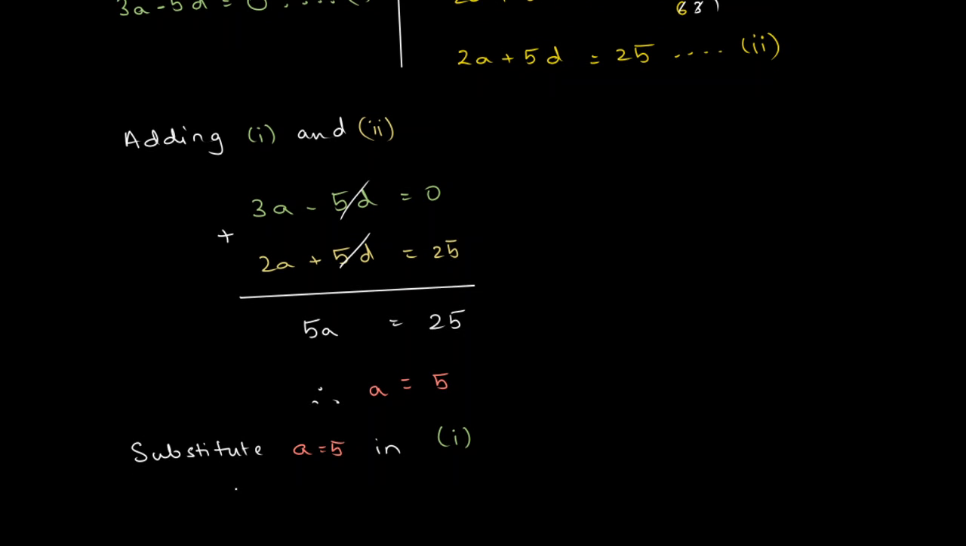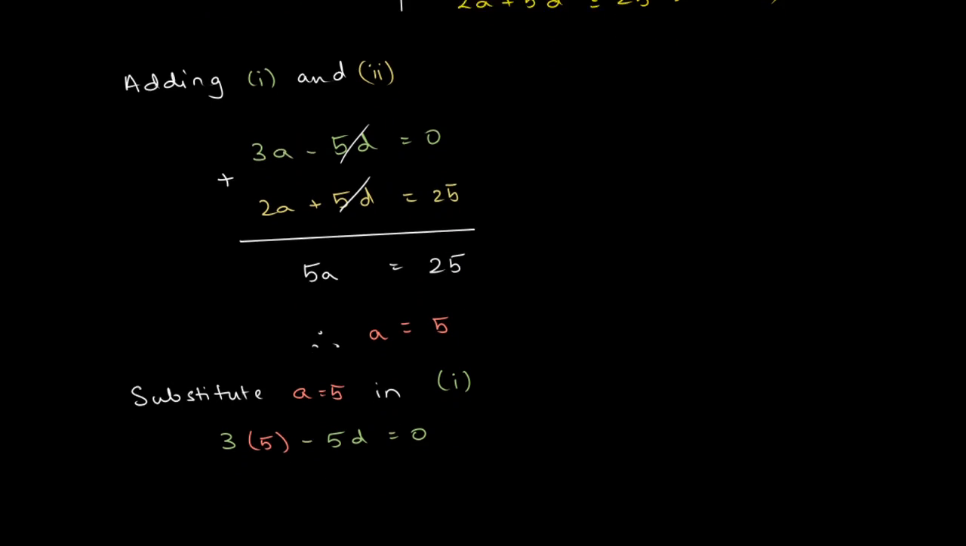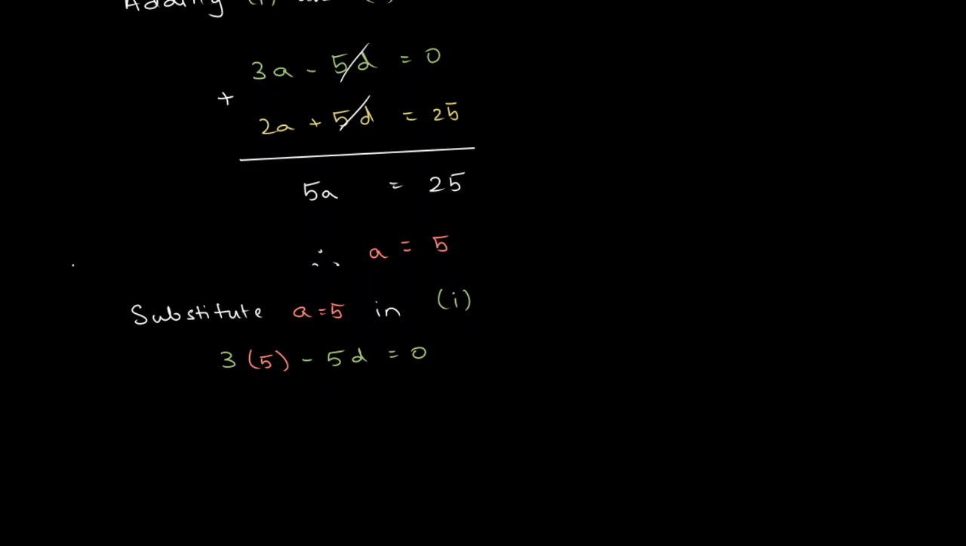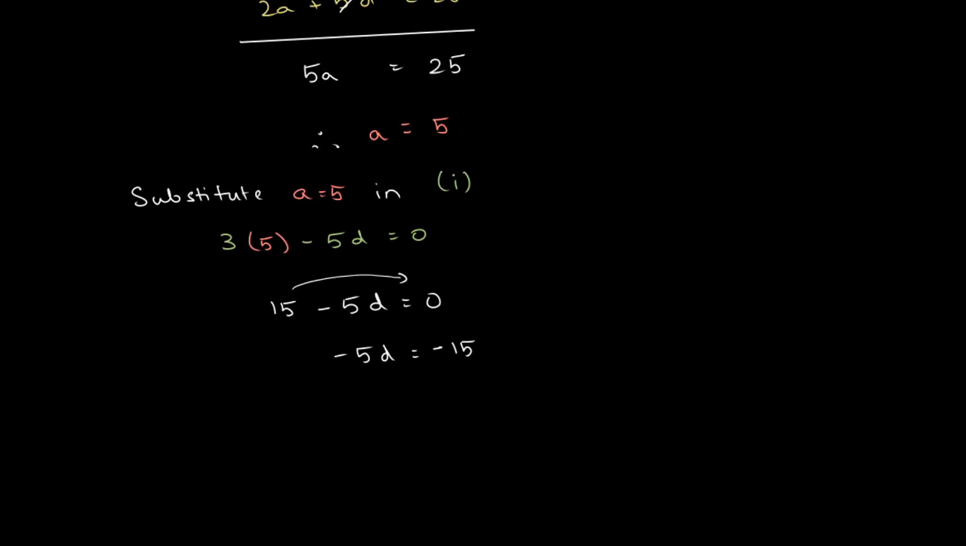And what do we get when we do that? It is 3 into a, so 3 into 5 minus 5d is equal to 0. We'll solve this equation and that will give us the value for d as well. So on solving this, 3 into 5 we know is 15, so 15 minus 5d is equal to 0. It's 15 on this side, taken to the other side becomes minus, so I can say negative 5d is equal to negative 15. Dividing both the sides by negative 5, I get the value of d as 3.